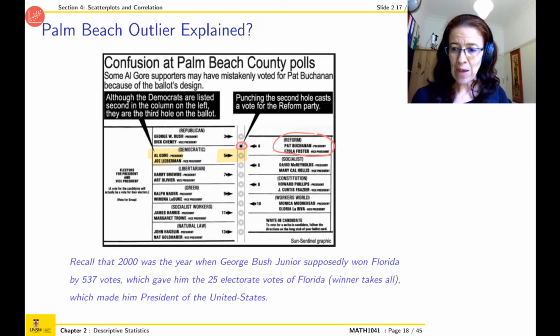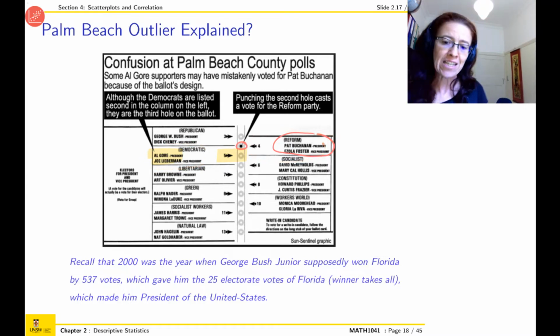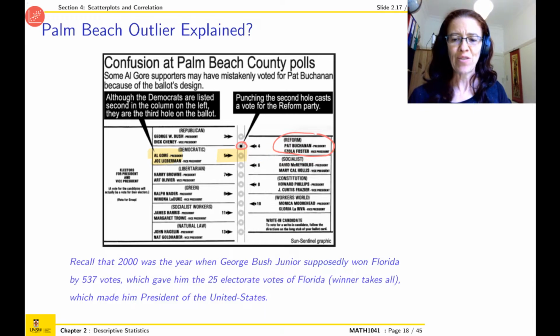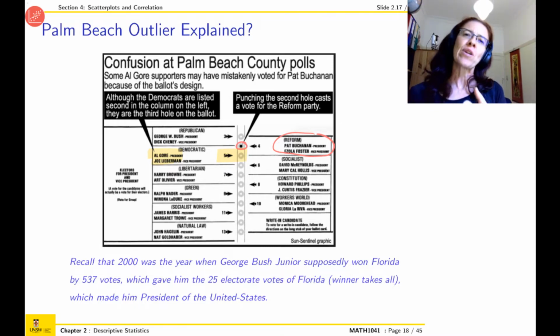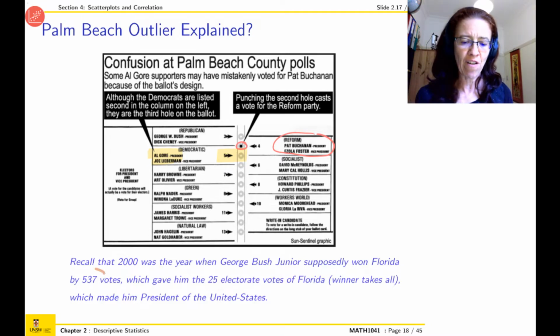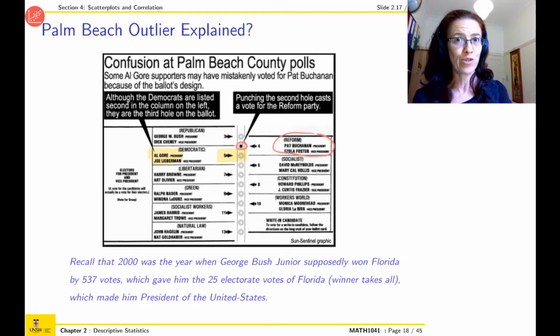So what we suspect is that a lot of people who actually wanted to vote for Al Gore, because he was second, punched the second hole, and they ended up voting by accident for Pat Buchanan. Punching the second hole casts a vote for the Reform Party. And very interestingly, if you remember this election, the votes in Florida were really close for Democrats and Republicans. In the end, George Bush Jr. won by a tiny margin of 537 votes.